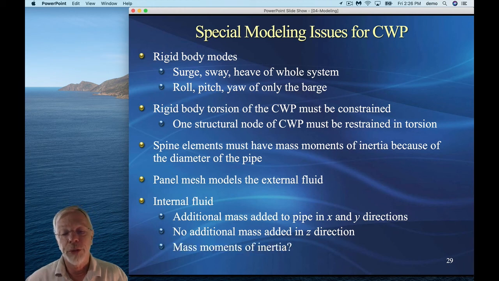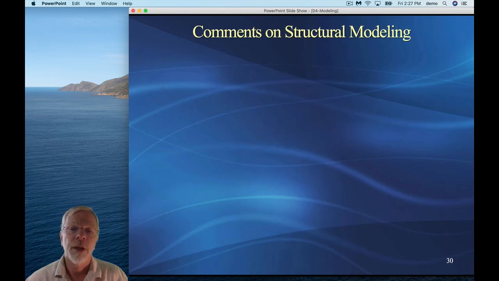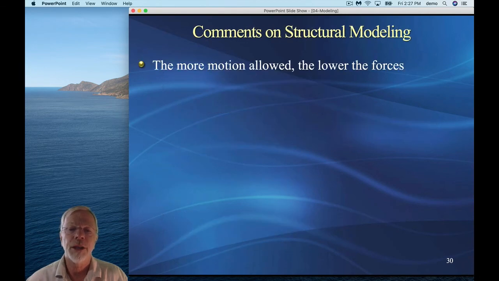Now, the issue of do we include mass moments of inertia for that internal entrained water is a modeling decision that needs to be made, and in this case we decided not to include it. I'd like to make some comments on the structural modeling.